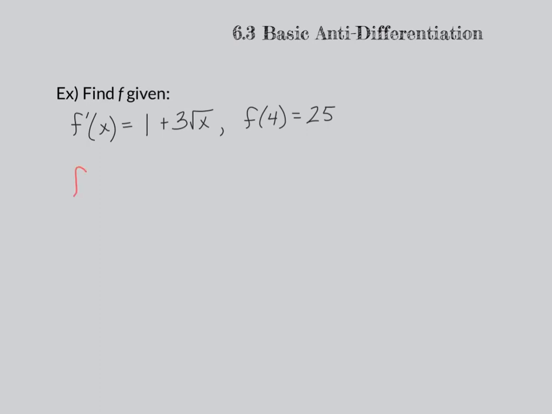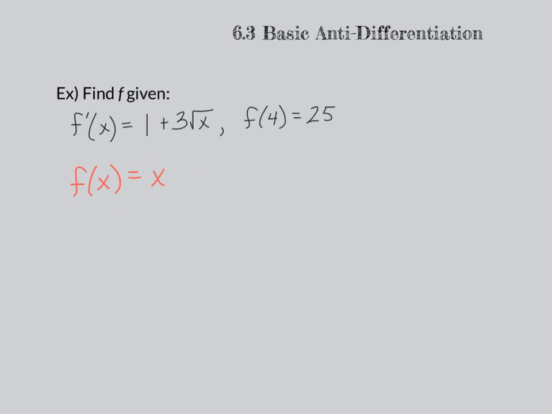So let's use our rules here. Okay, what is the antiderivative of 1? So what did we take the derivative of to get 1 as a derivative? 1x, right? The derivative of x would just be 1.